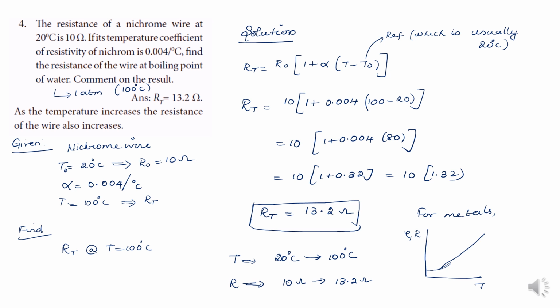They'll give you 1 mark. So for metals, as temperature increases, resistance increases. Alpha is positive. So remember, alpha is negative for semiconductors. For semiconductors, if temperature increases, resistance decreases. Okay, that's it.